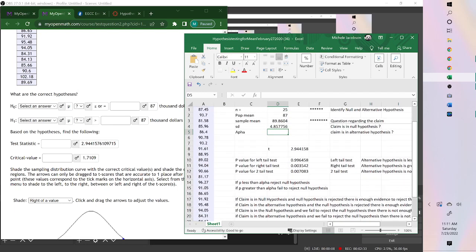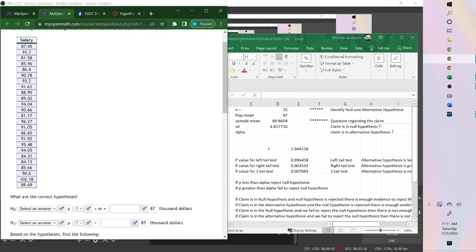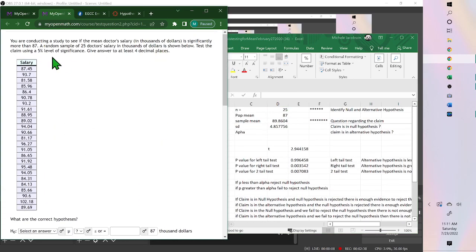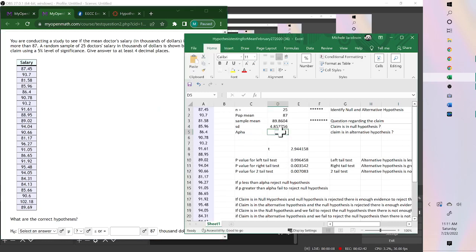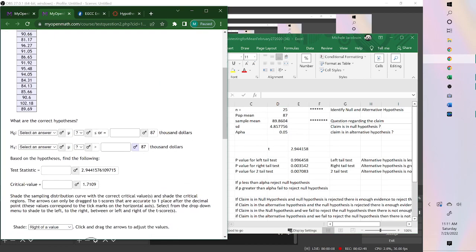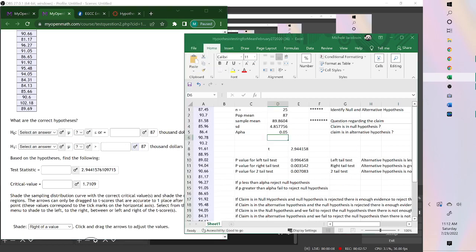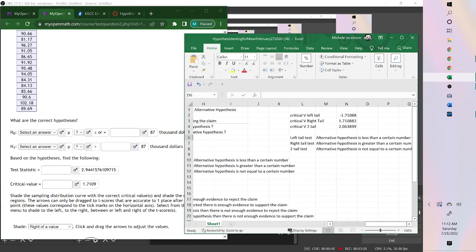And our alpha was level of significance 0.05. So it's 0.05. Here's our test statistic, the 2.944, and the critical value. Greater than is a right test. So right-tailed, our critical value 1.7108.